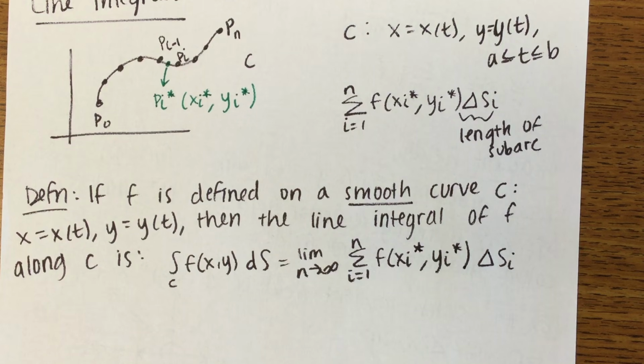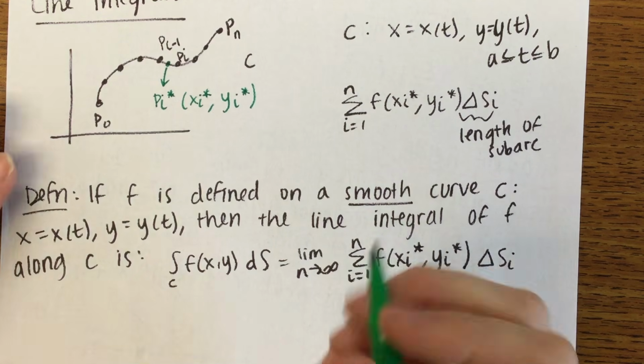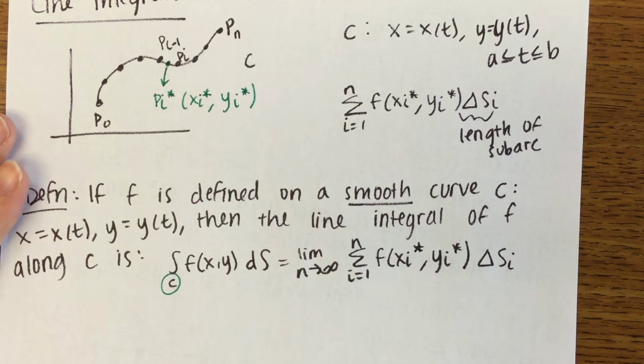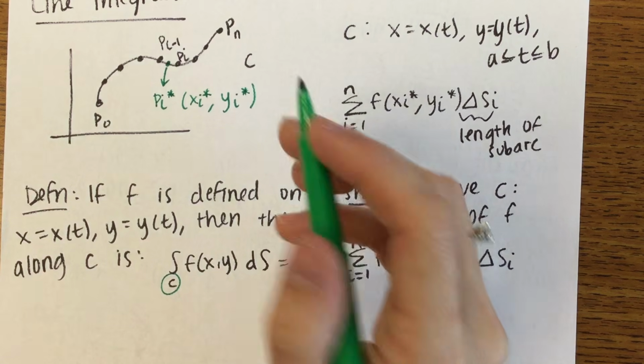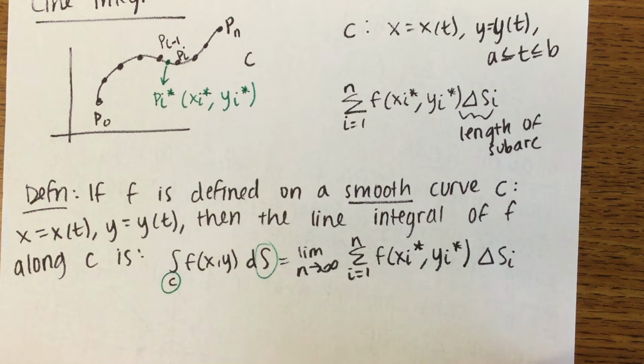Okay, there are two things that are very important here to notice. The first one is that little c is not a bound. That tells us that this is a line integral. So that tells us that we are integrating along the curve c. The s also tells us that this is a line integral. So those two are the notation that tell us we're doing a line integral.